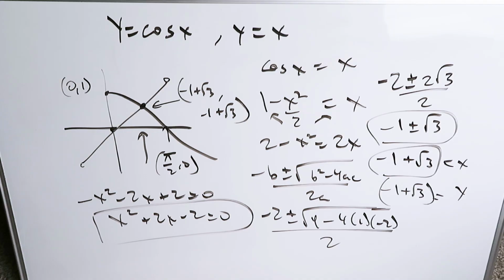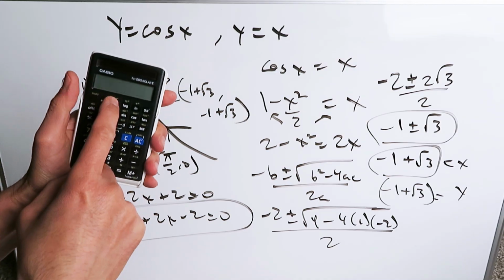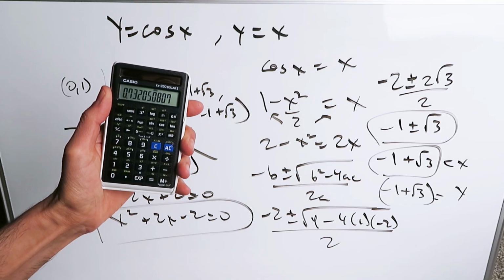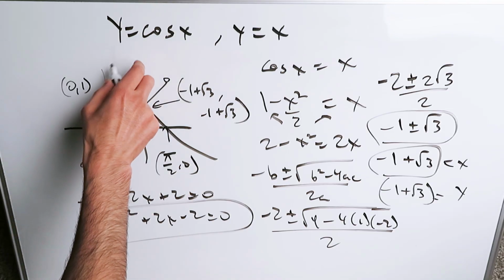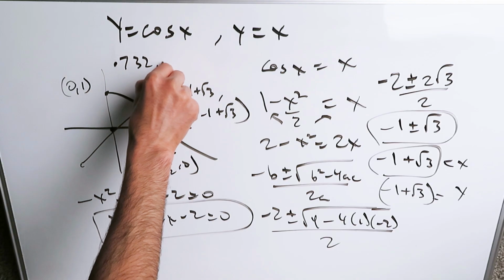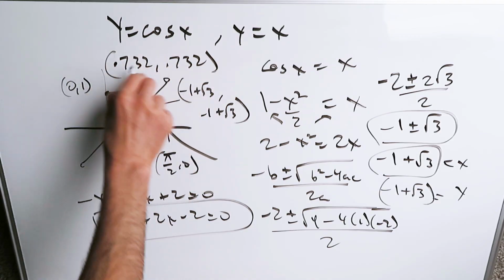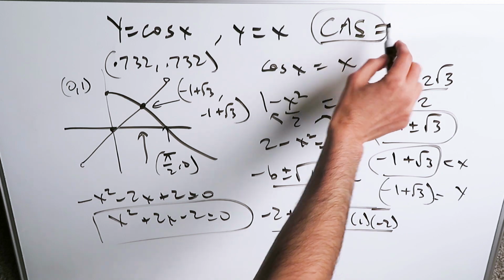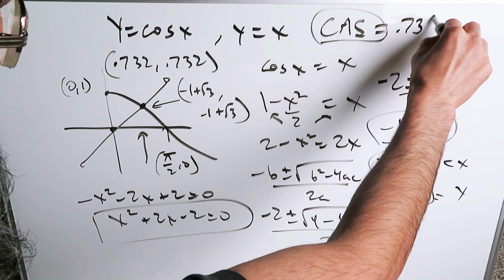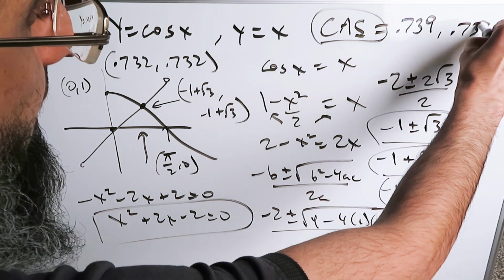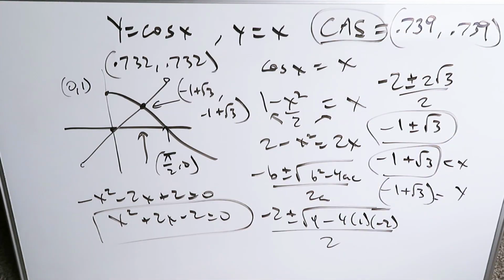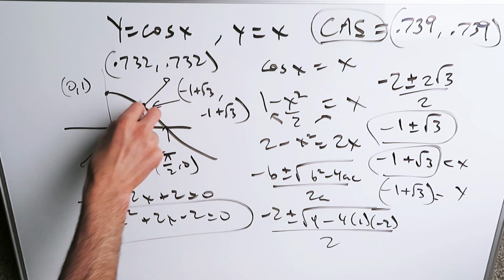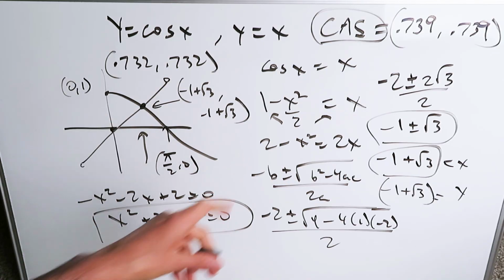What does it mean in terms of calculator? Do square root of 3 minus 1. I'm getting 0.732, comma, 0.732. That's your intersection point. But if you were to use a computer algebra software program which would give you the exact value, you would find it to be 0.739, comma, 0.739. One is the value of x, the other one is the value of y. We are at 0.732, but the exact intersection is really 0.739. This approximation is very good.